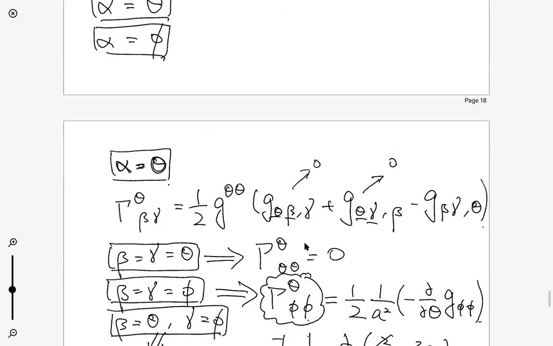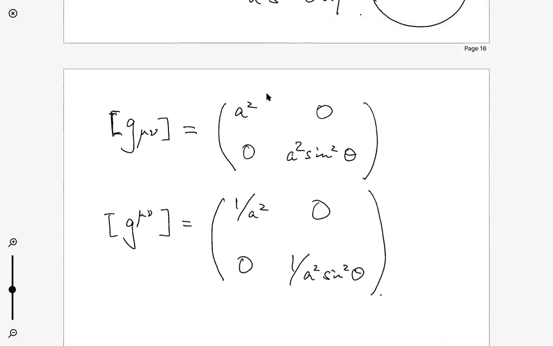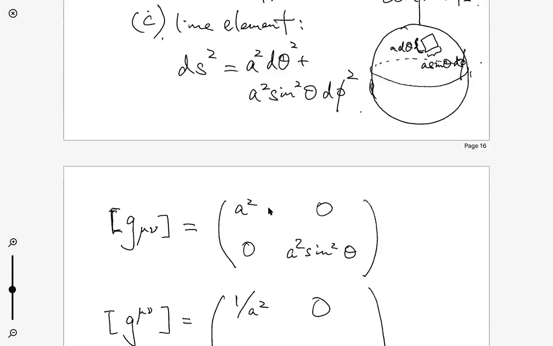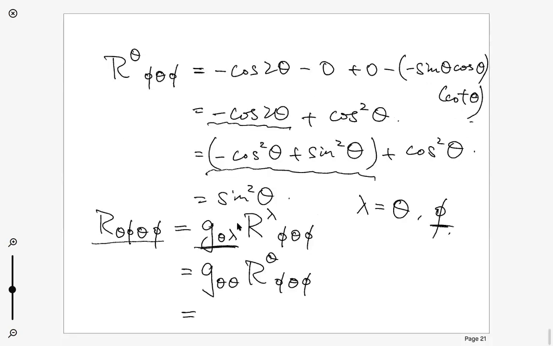What about g theta theta here? If we recall, g theta theta here is nothing but a squared, right? So this will be a squared, and then the R theta upper, lower phi theta phi is nothing but sine squared theta. So the answer would be a squared sine squared theta. Okay, so this is the answer.